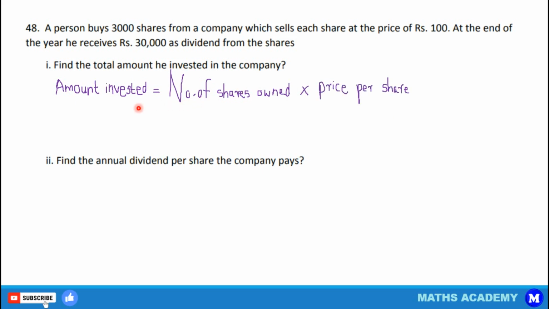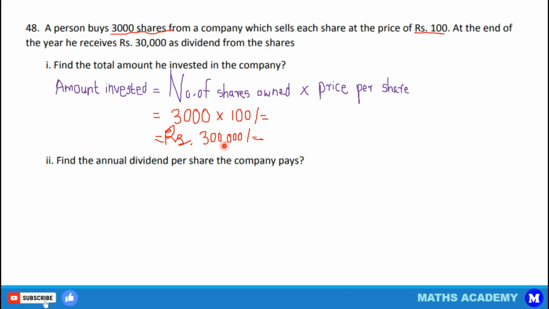So this will be the equation to calculate the amount the person has invested in this company. That will be number of shares the person owns multiplied by the price per share. So number of shares the person owns is 3000. Price per share, that is 100 rupees. That will be equal to 300,000 rupees. The amount the person has invested is 300,000 rupees. So this is the amount that the person has invested in this company.